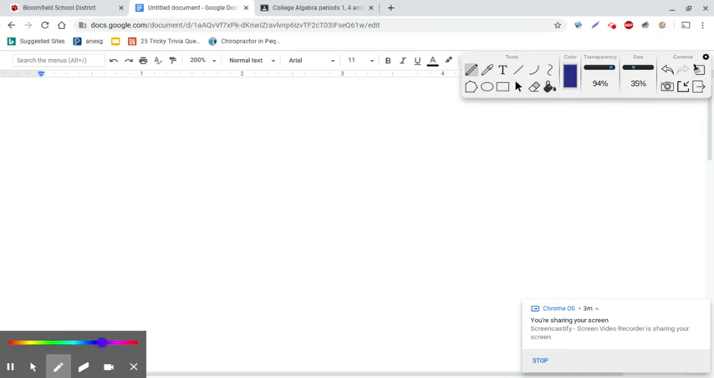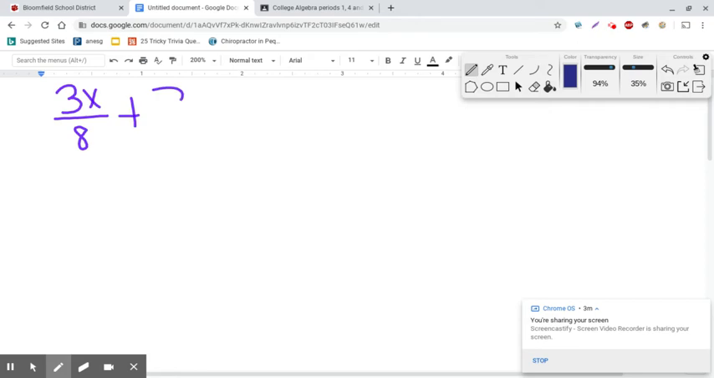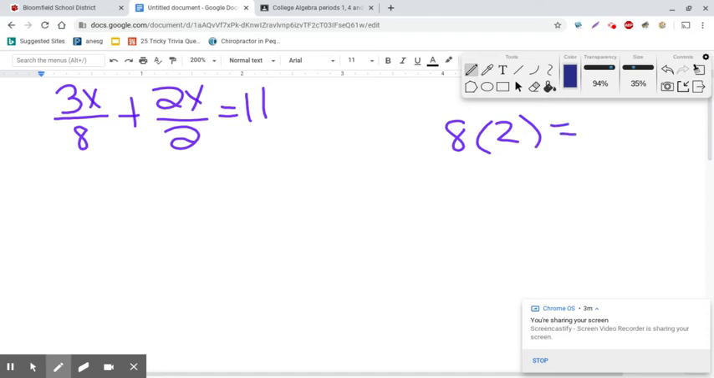Now we're going to do example 2. We have 3x over 8 plus 2x over 2 equals 11. Let's look at those two denominators. We have 8 and 2. We're going to multiply them, which gives us 16. That just means we're multiplying everything by 16. It goes to the first part, the second part, and the third part.